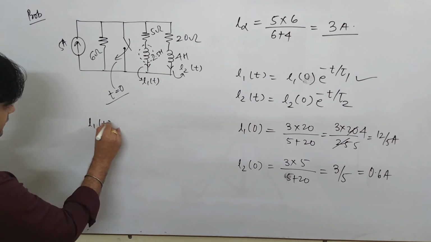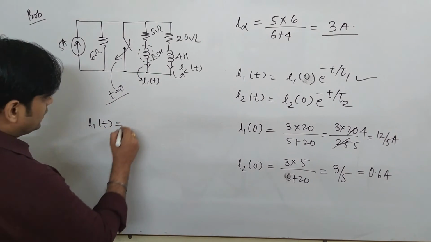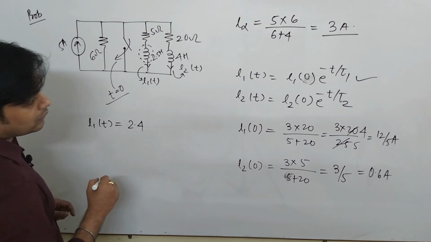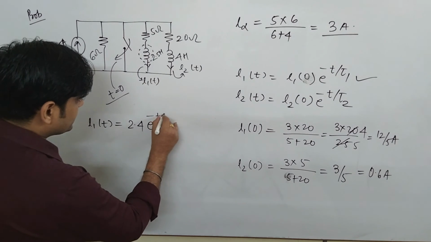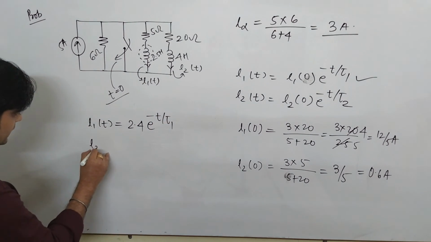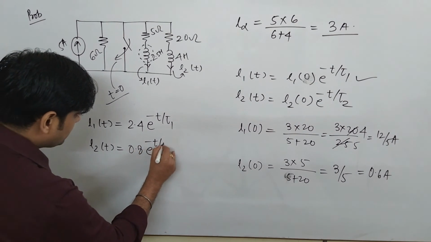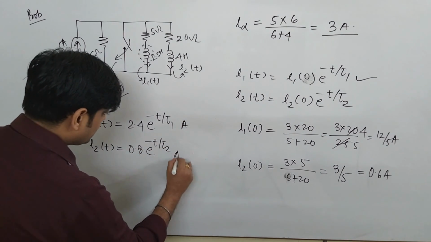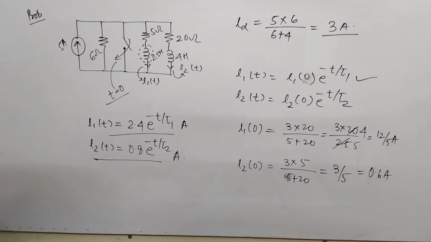I1(t) comes to be how much? It is I1(0) 12 by 5, or you can say it is 2.4 ampere. Yes, 2.4 e to the power minus t by tau 1, and I2(t) is 0.8 e to the power minus t by tau 2, in amperes. Now our last task is to find the value of tau 1 and tau 2, that we will see here.